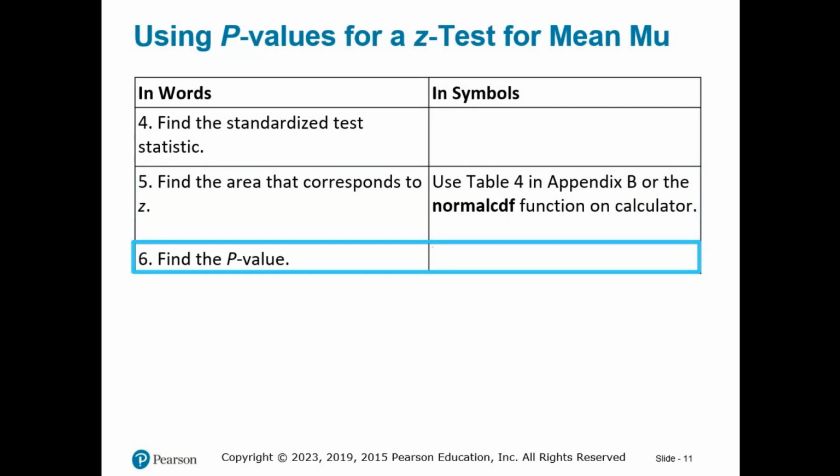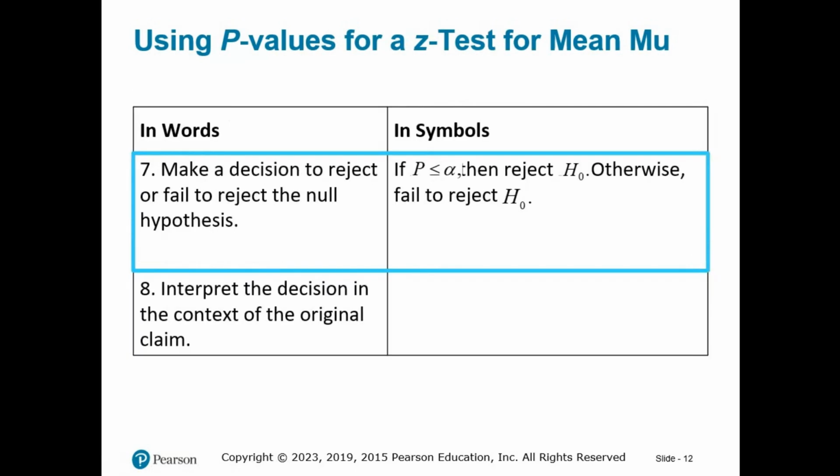Sometimes this will be the same as the area, sometimes it will be twice the area, depending on whether we have one or two tails. After you have the area, you compare it to your alpha value. If it is less than the alpha or significance level, you reject the null hypothesis because you have enough evidence to reject it. If it is not less than alpha, you do not have enough evidence and you fail to reject the null hypothesis. Lastly, interpret the decision in the context of the original claim.